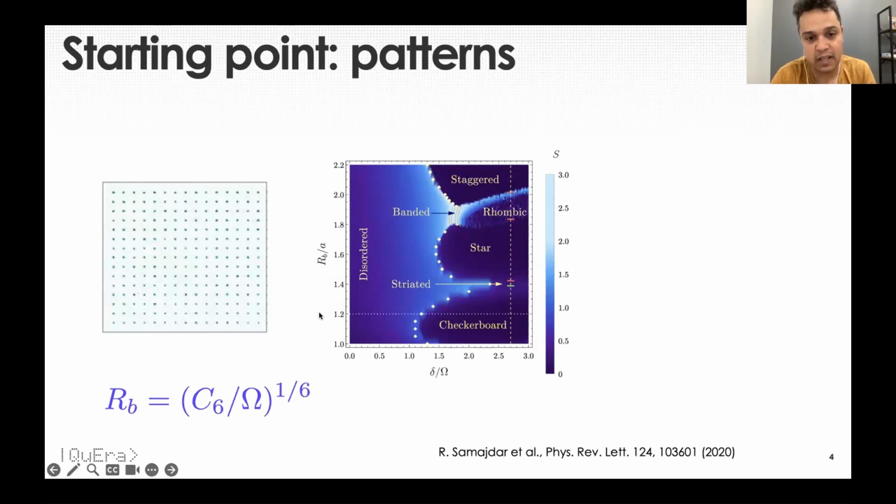So for example, how do you read this, right? Let me go slowly. On the x-axis, what you're reading is the detuning. Here they call it a small delta.